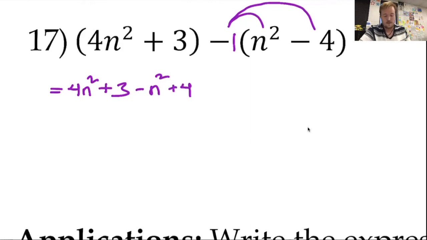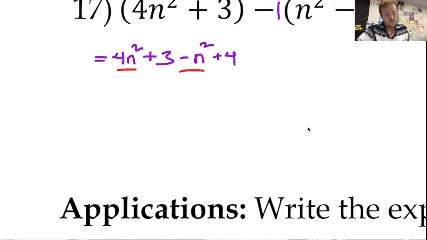So now we just got to combine our like terms. So we have 4n squared and negative n squared. So 4 minus 1 gives us 3n squared. And then we have 3 plus 4, which gives us positive 7.